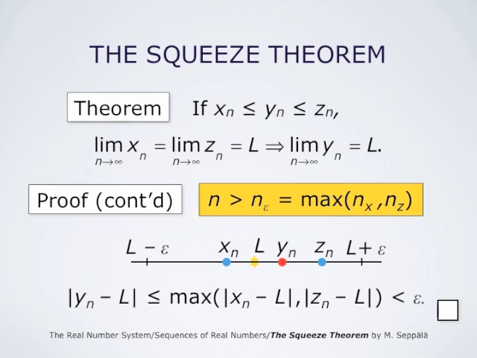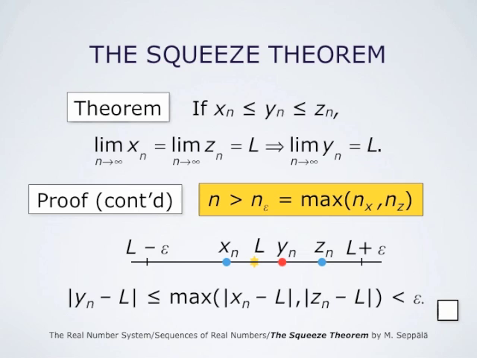And therefore, we conclude that we have found an index n epsilon such that whenever n is larger than n epsilon, then the absolute value of yn minus L, which is certainly less than or equal to the maximum of the two numbers, absolute value of xn minus L and absolute value of zn minus L. Since both of these two numbers are individually less than epsilon, also the larger one of these numbers is less than epsilon, and therefore we conclude that the absolute value of yn minus L is less than epsilon whenever n is larger than n epsilon.